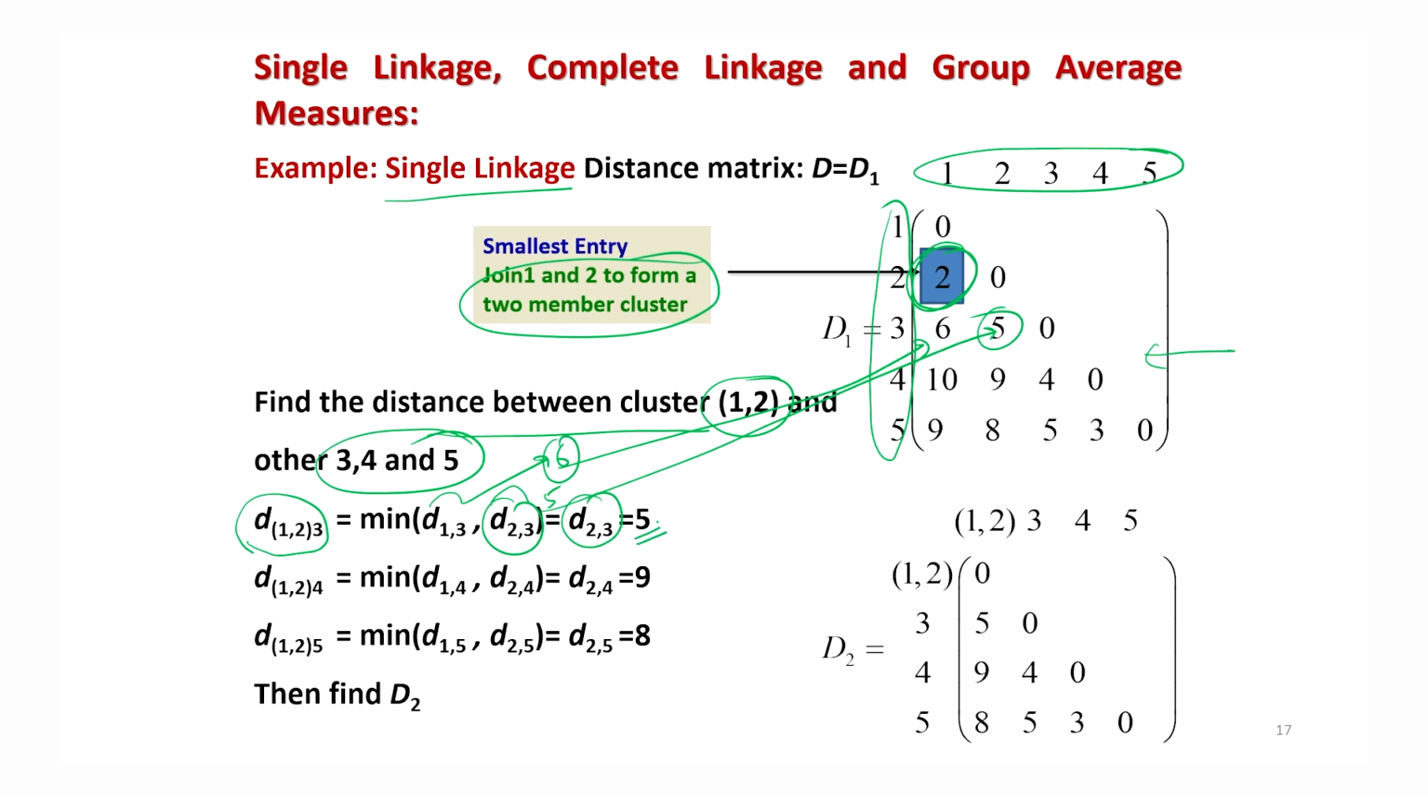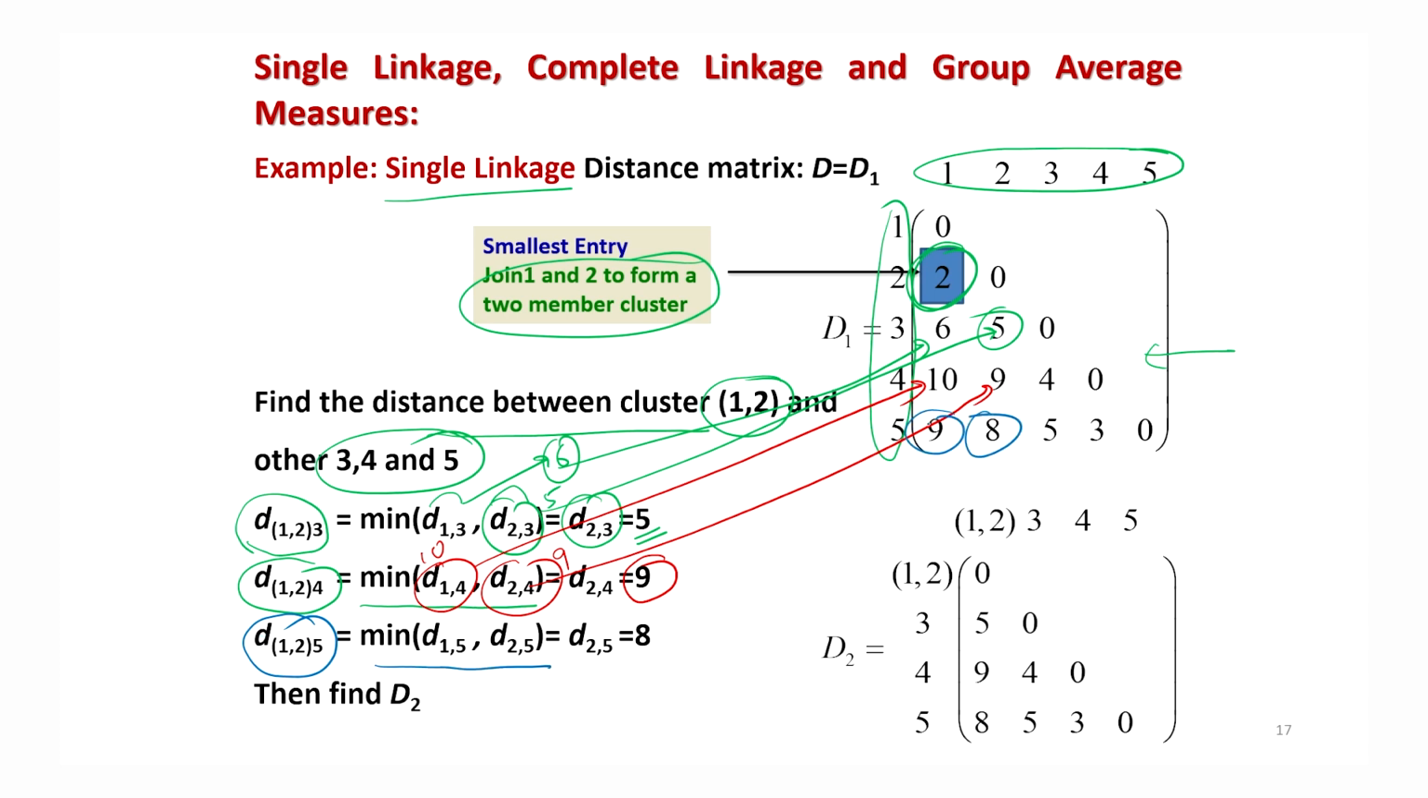And similarly, we compute the distance between the cluster of 1, 2 and 4, which is the minimum of D14 and D24. This distance D14 is given here as 10, and D24 is given here as 9. So the minimum between 10 and 9 is D24, which is 9. And similarly, for the third value, the distance between 1, 2 and 5 is the minimum value between D15 and D25, which are 9 and 8.